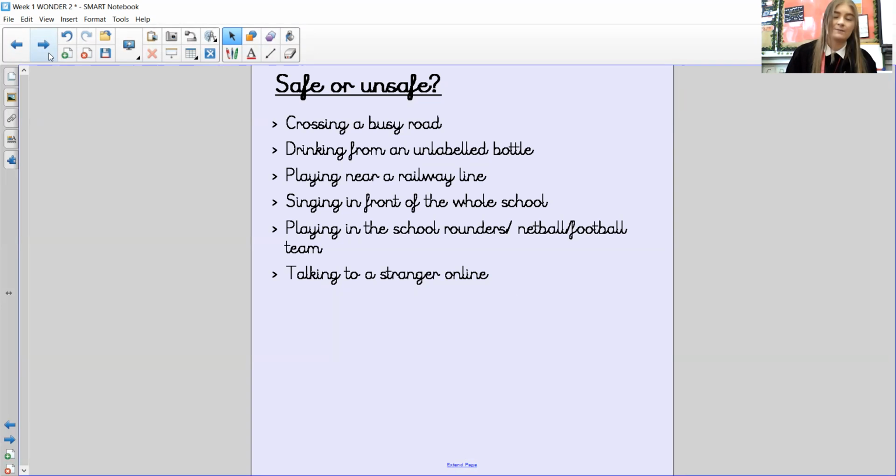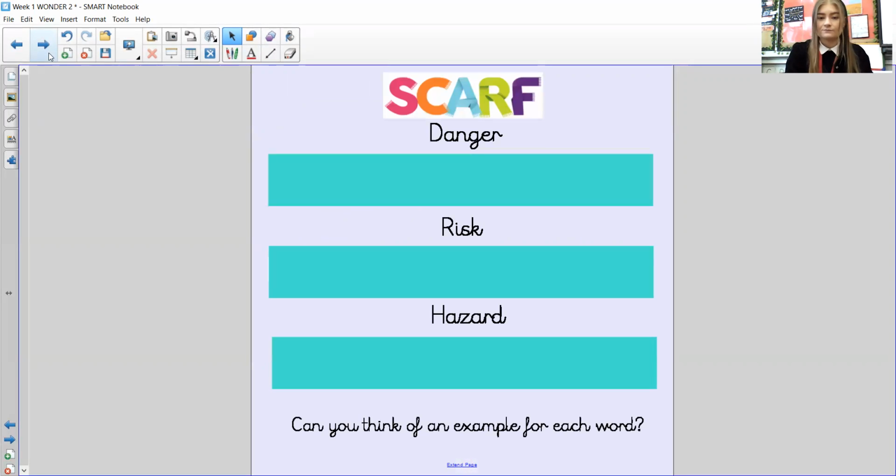It's not safe, especially because they are a stranger that we do not know, and online can be very, very different to real life. So I would say that is also unsafe. So that has introduced us to the idea that some things are safe and okay, and some things are unsafe and do have risks and potential dangers to them.